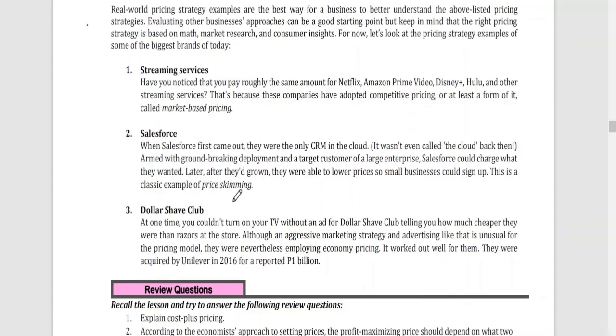So sila may makabuot. So later, after they'd grown, they were able to lower prices so small businesses could sign up, and their strategy is price skimming. Since sila may nag-introduce, sila pa yung nag-initiate ani nga type of cloud management system online. So, makaset gyud sila og higher prices. Pero, kung gusto sila nga na others nga mo tangkilik sa ilahang system, so ilahang gi ubos-ubusan later on.